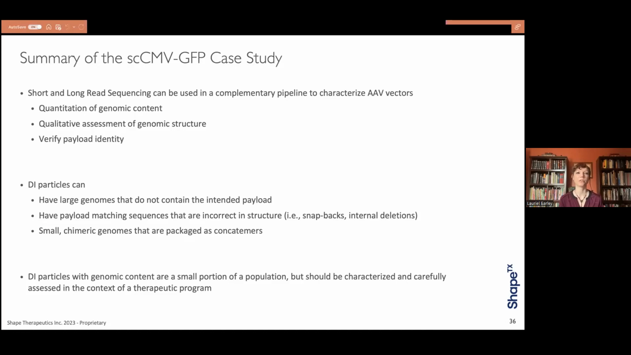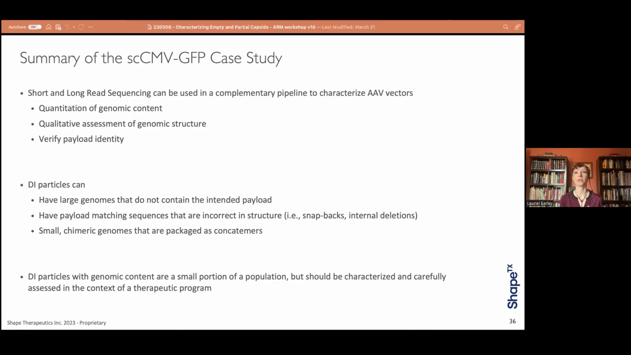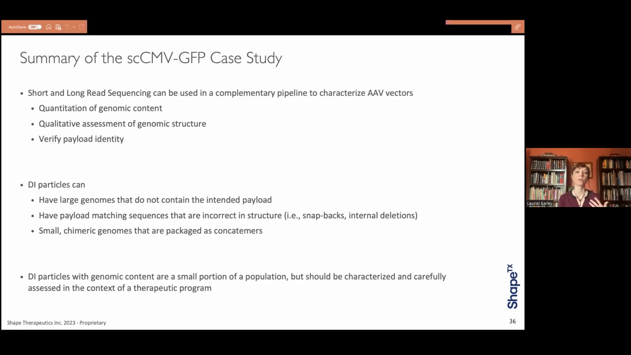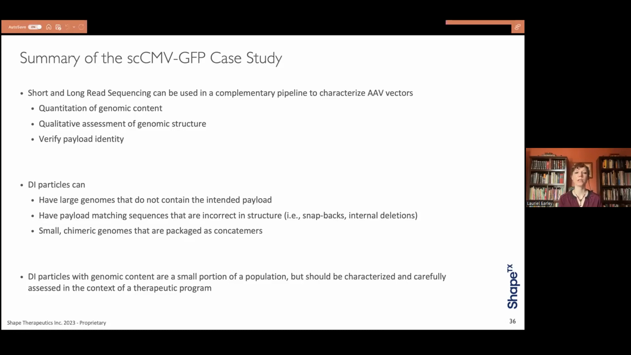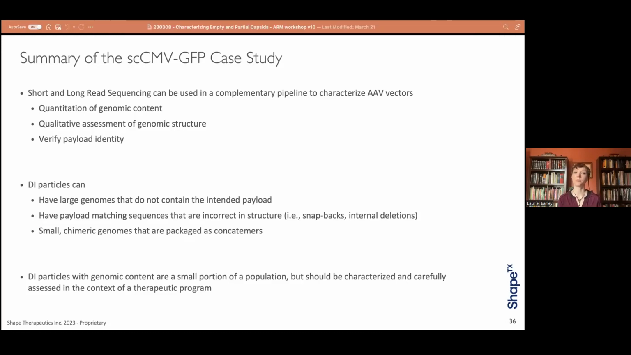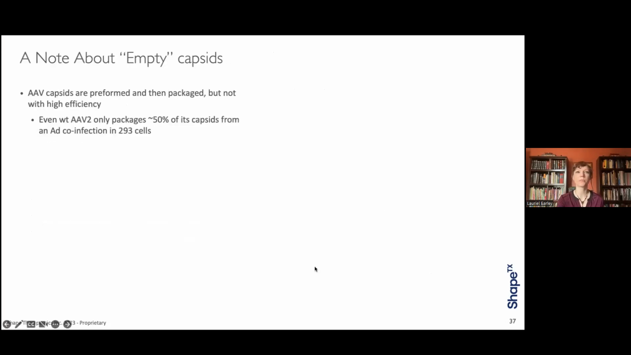And that could be composed of payload matching sequences that have an incorrect structure, such as we looked at with our cleaved self-complementary ITR, or these snapbacks, or with things with internal deletions. And that small chimeric genomes can be packaged as concatemers. And again, we don't know what these would do in a therapeutic setting. They're a very, very small portion of the population, around a couple of percent, and they need to be carefully assessed in the context of a therapeutic program.